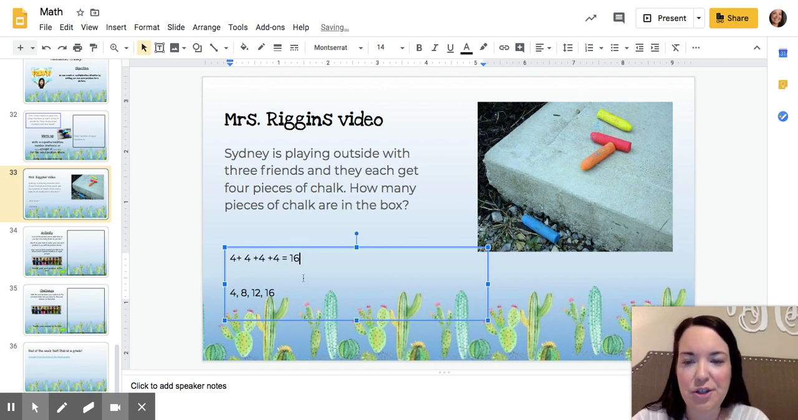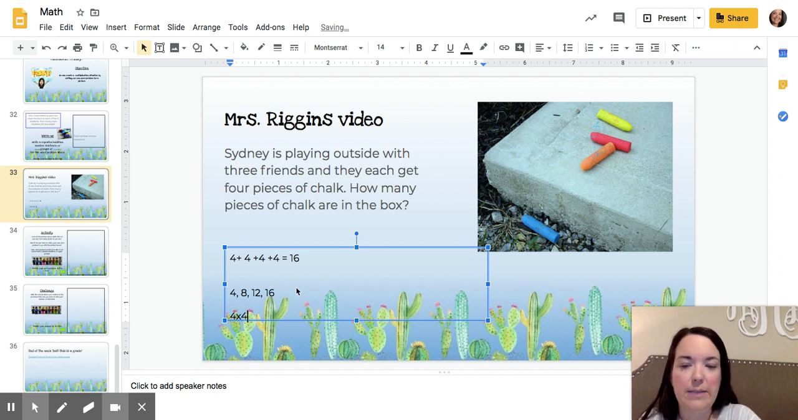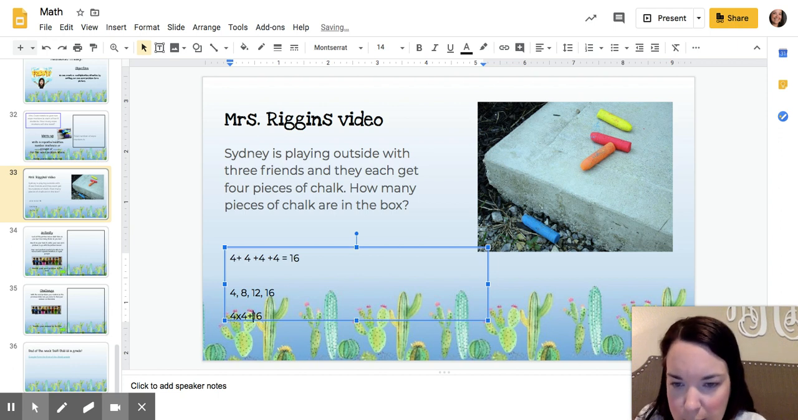And I challenge you to now think, we've been introducing and thinking about how to write a multiplication number sentence. So I challenge you to think of that as well. We know that there's 4 pieces of chalk, so 4 times, and there's 4 people. And that's going to equal the same answer. It would help if I put the equal sign there.